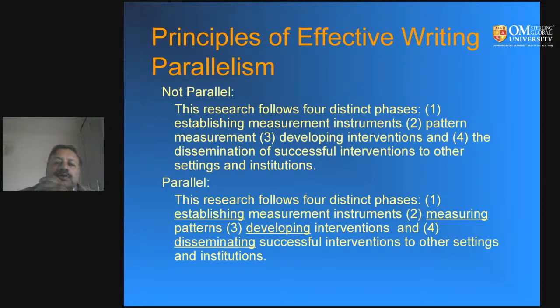This research follows four distinct phases. First, establishing measurement instruments, pattern measurement, developing interventions, and fourthly, the dissemination of successful intervention to other settings. This is non-parallel. Parallel is: This research follows four distinct phases. First, establishing the measurement instruments. Second, measuring patterns. Third, developing interventions, and fourthly, disseminating successful interventions to other settings and institutions.